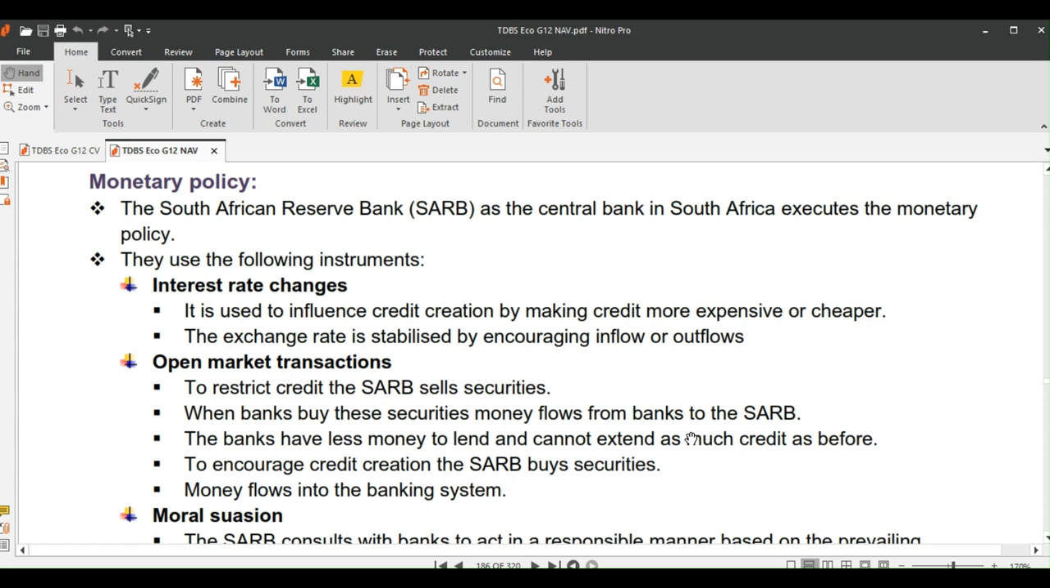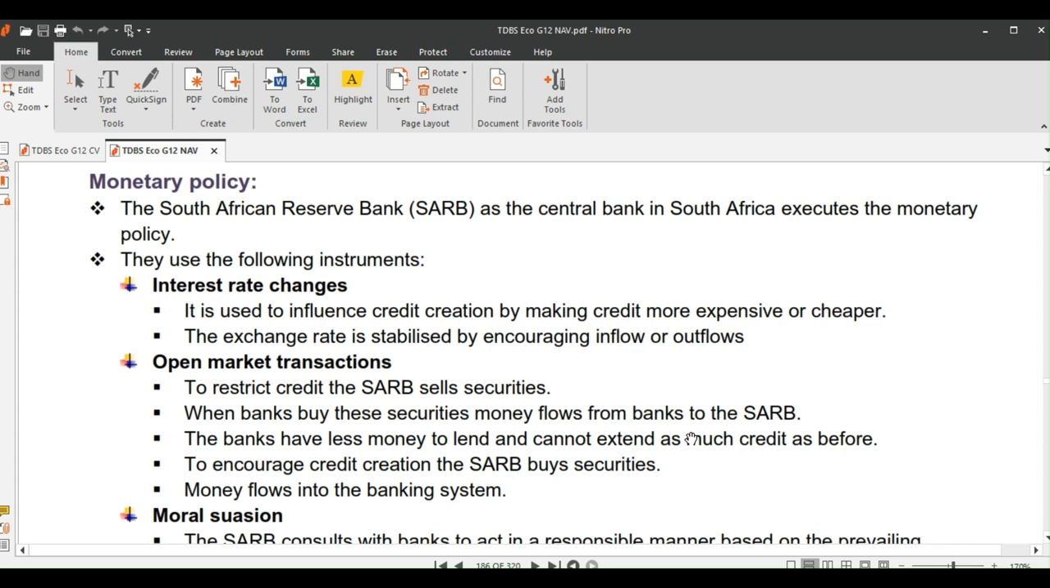Let's start with the most common of the three instruments. Obviously, I'm referring to interest rates. The Reserve Bank makes adjustments to interest rates to influence credit creation by making credit more expensive or cheaper. Remember my question when I asked if you think the Reserve Bank can influence you to make a purchase? Well, the answer is yes. When interest rates are high, we become hesitant to buy on credit. Conversely, when interest rates are low, more people will be encouraged to buy houses, cars, clothes, and more on credit. Common sense, right?